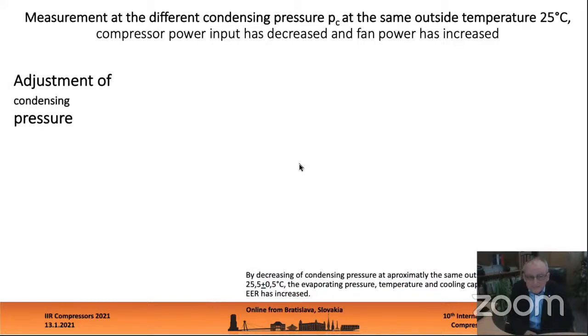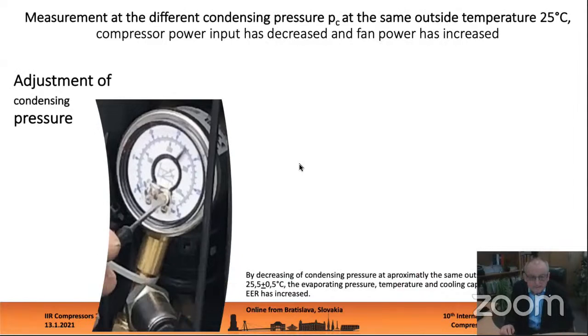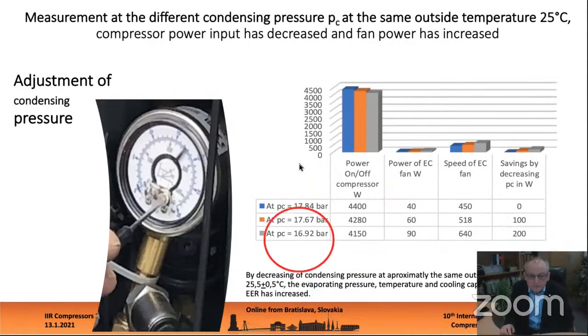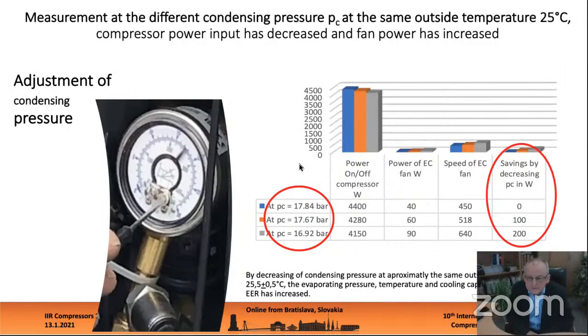Measurement at different condensing pressure at the same outside temperature. You can see the adjustment of condensing pressure from the maximum pressure 17.8 bars down to 16.9 bars. At this pressure difference, we reached savings by decreasing condensing pressure of 200 watts.